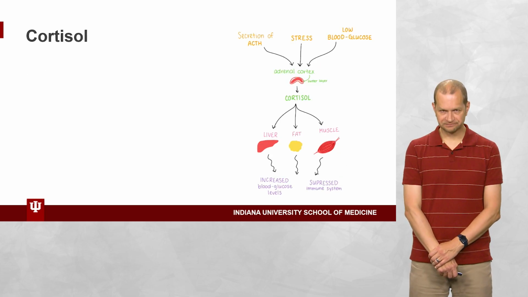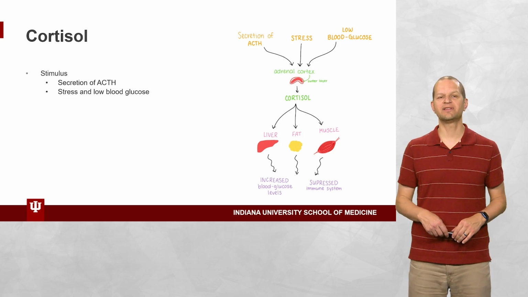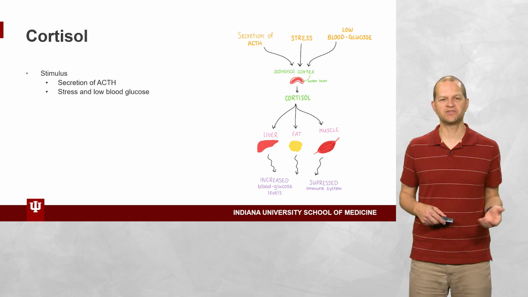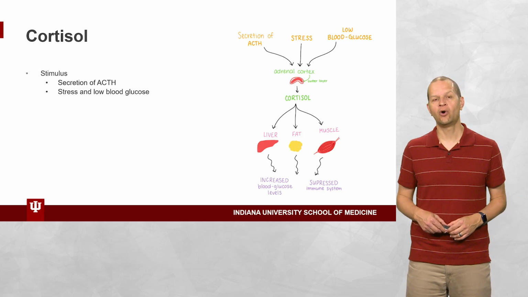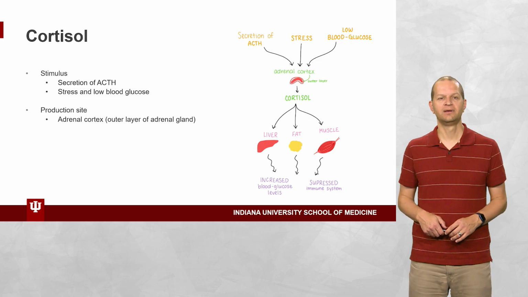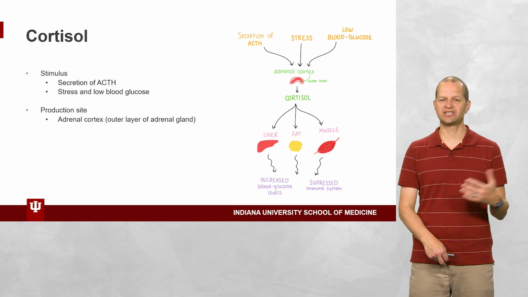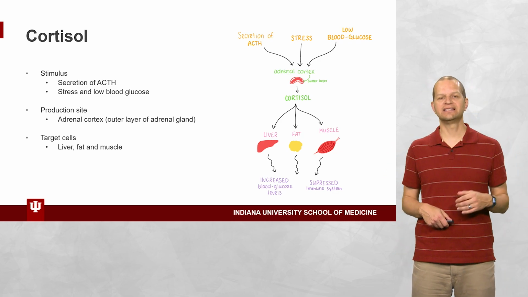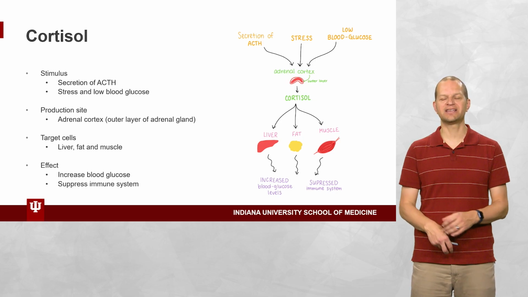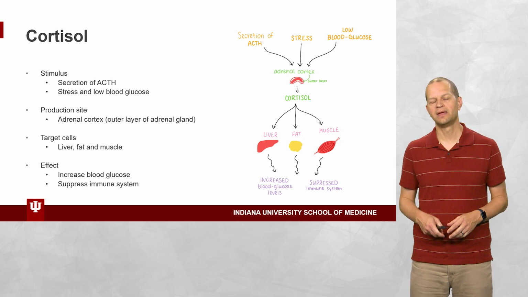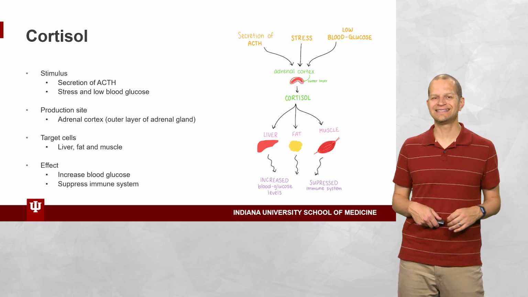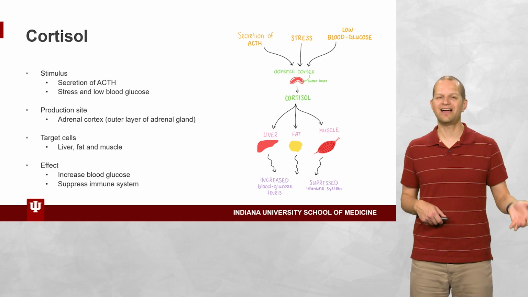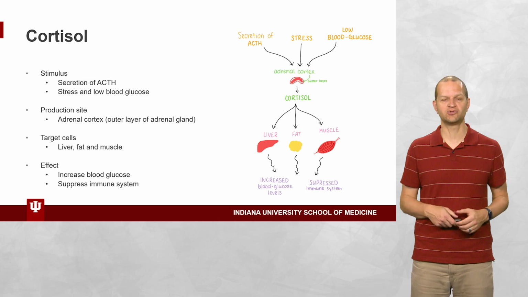Next, we've got cortisol. Okay, as we mentioned a moment ago, this is stimulated by the release of ACTH. Okay, it's also stimulated by stressful situations or when blood glucose is lower than normal. Okay, this is produced in the adrenal cortex, which, as we mentioned a moment ago, is the outer layer of the adrenal gland. Okay, cortisol targets liver, fat, and muscle, and the reason it does that is because we're trying to increase blood glucose. At the same time, one of the things that cortisol does is it also suppresses or reduces the activity of the immune system. Okay, this allows energy to be directed towards fighting off some sort of stress.